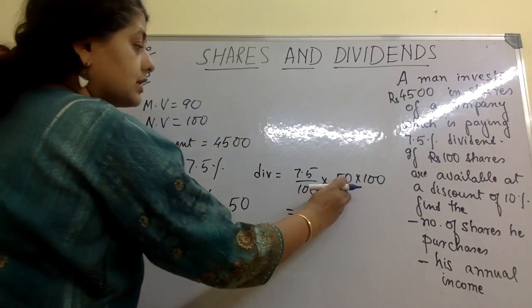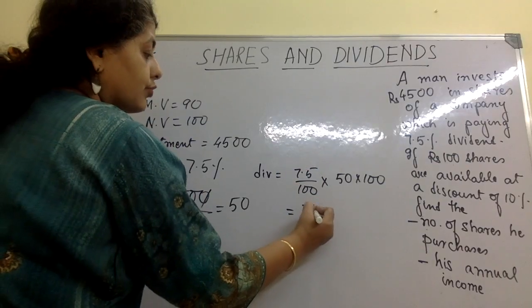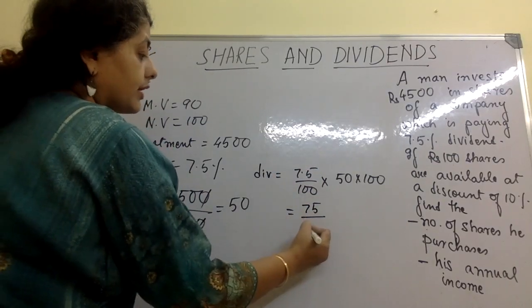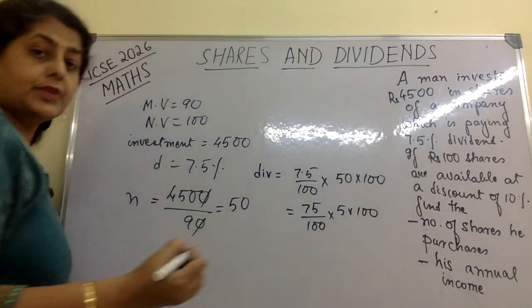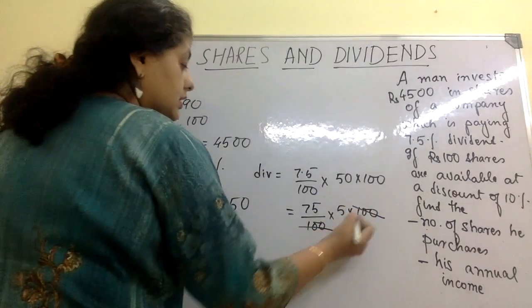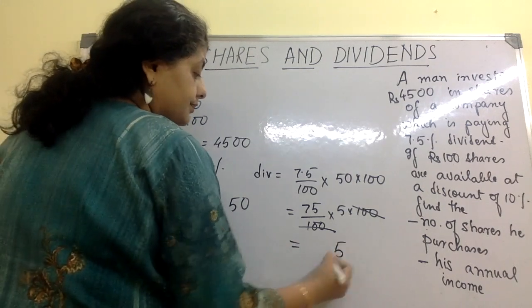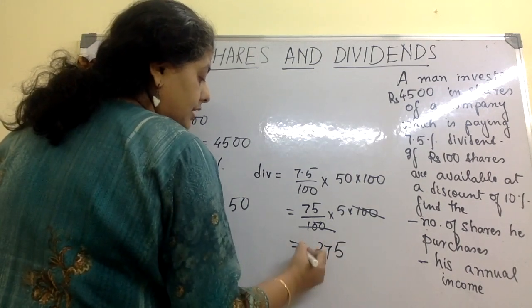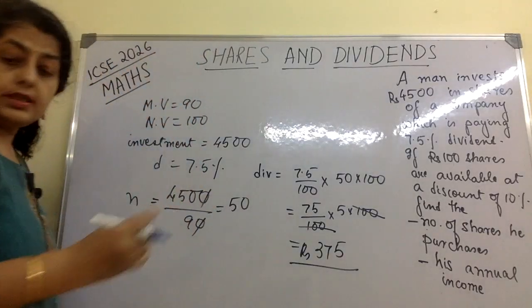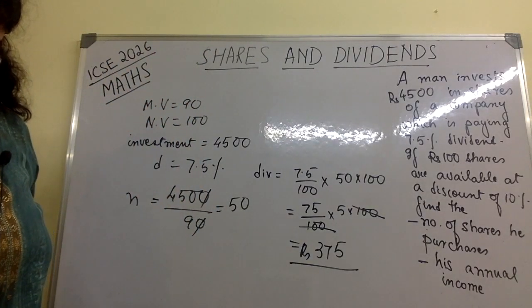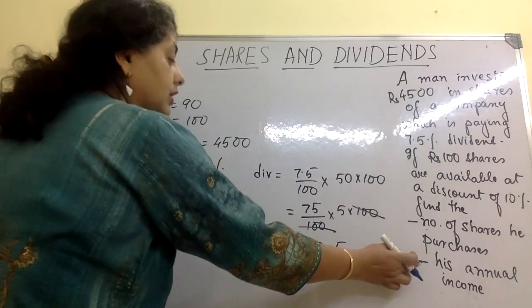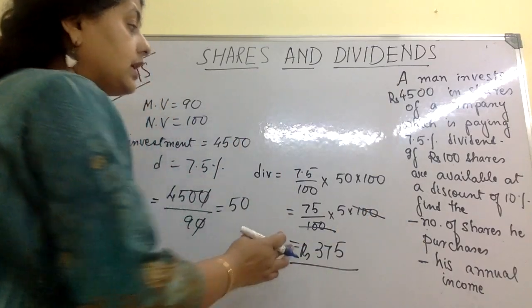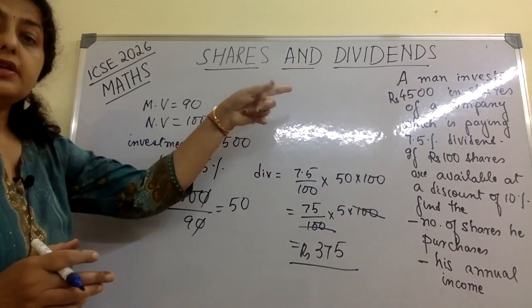What I will do here is I will just use one of the zeros to remove this decimal point, and then 100 into 5 into 100. Okay, so here just remove this, then how much does it come to? 375 rupees. Rupees 375 is his dividend, his annual income. In a year he is getting this money after investing 4,500 in the share.